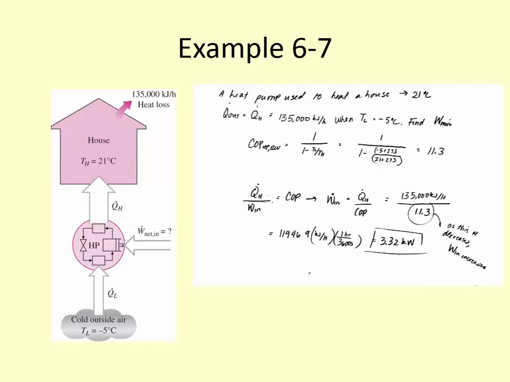Q dot H, right? So we're adding heat to the house. That's our desired outcome, Q dot H, over this net work in. So we want to solve for this work net in, which is equal to Q dot H over this coefficient of performance for a heat pump. In the reversible case, it will give us our work net in minimum.